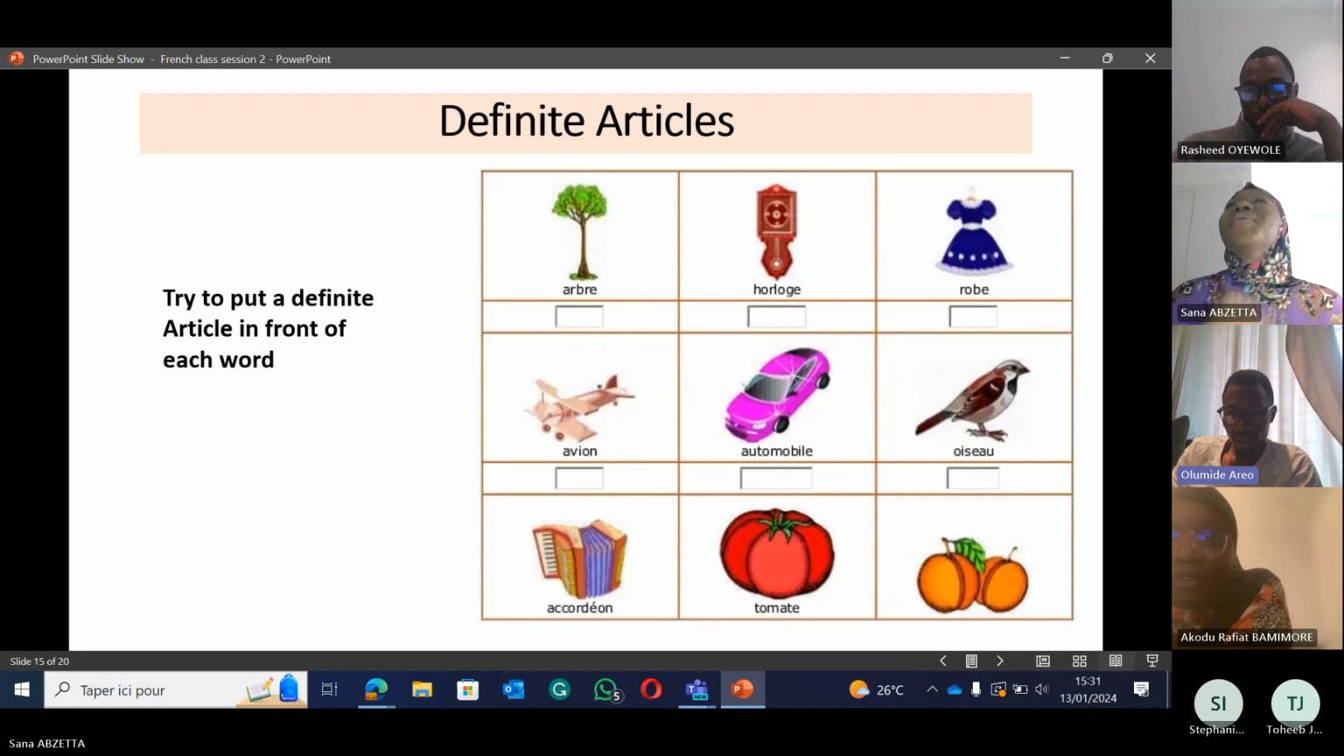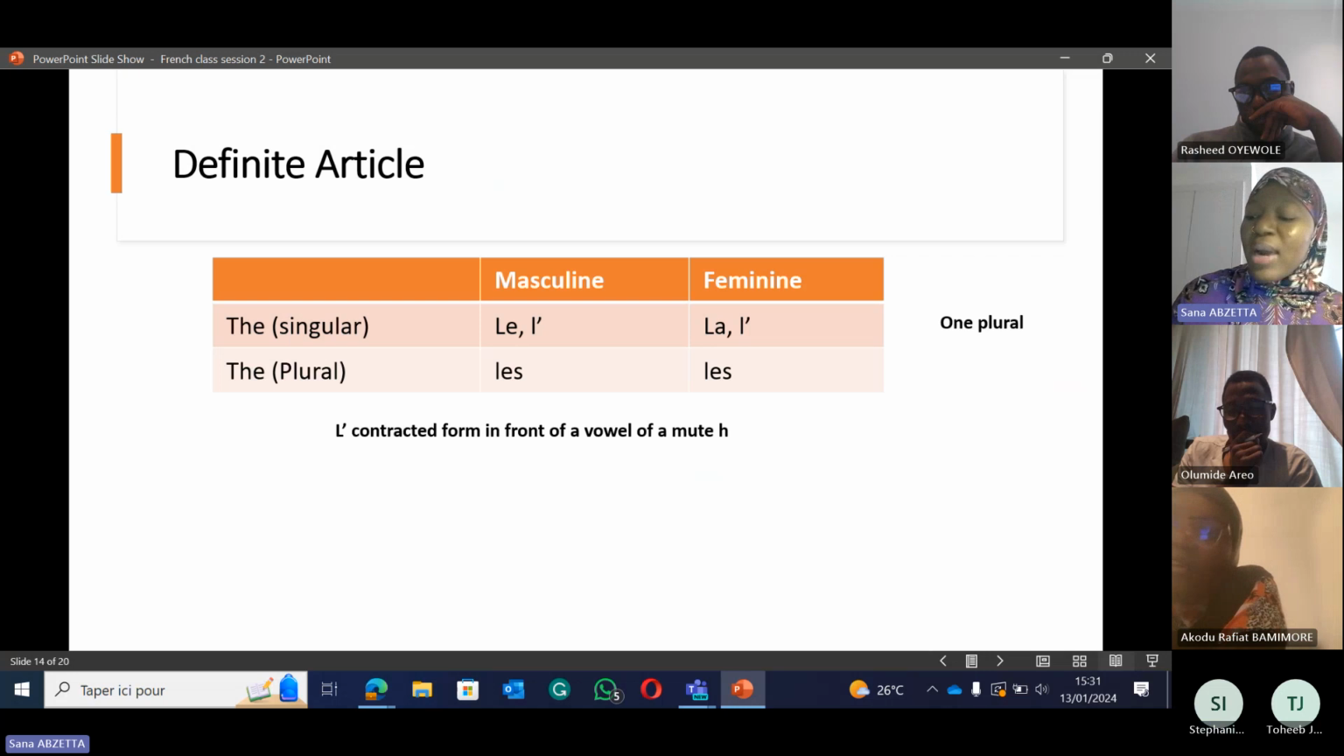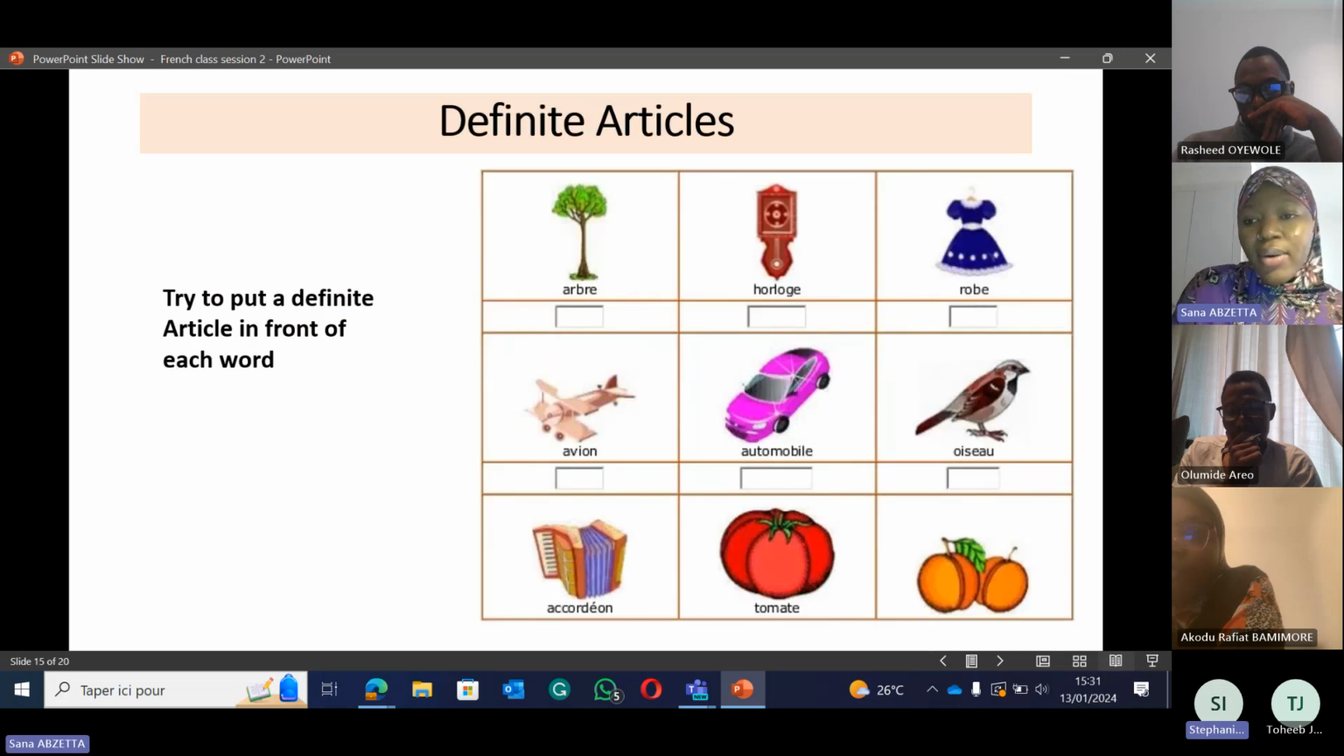Hold on. Okay. But here, horloge, the H is mute. We do not read the H. We just read horloge. So as we saw earlier, if we have in front of a vowel or a mute H, we use the contracted form. That will be just the L. So here, instead of la horloge, it's just l'horloge.